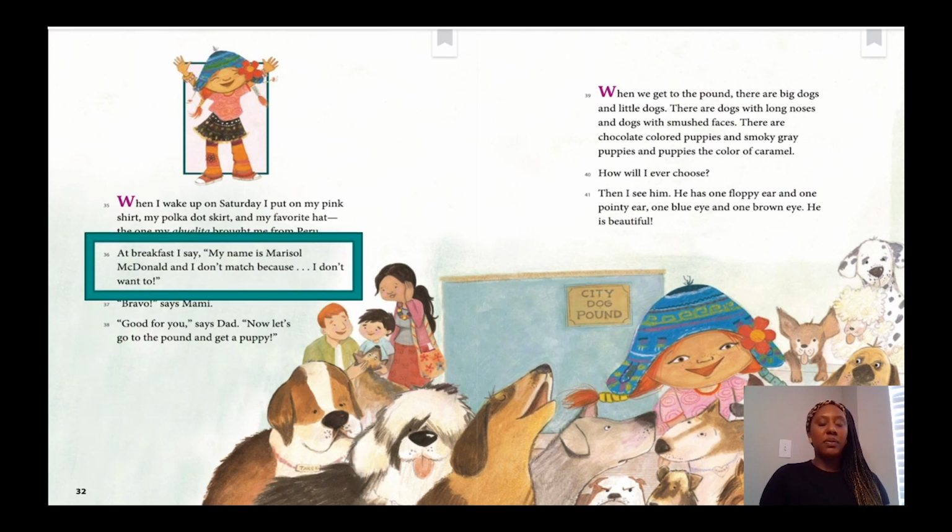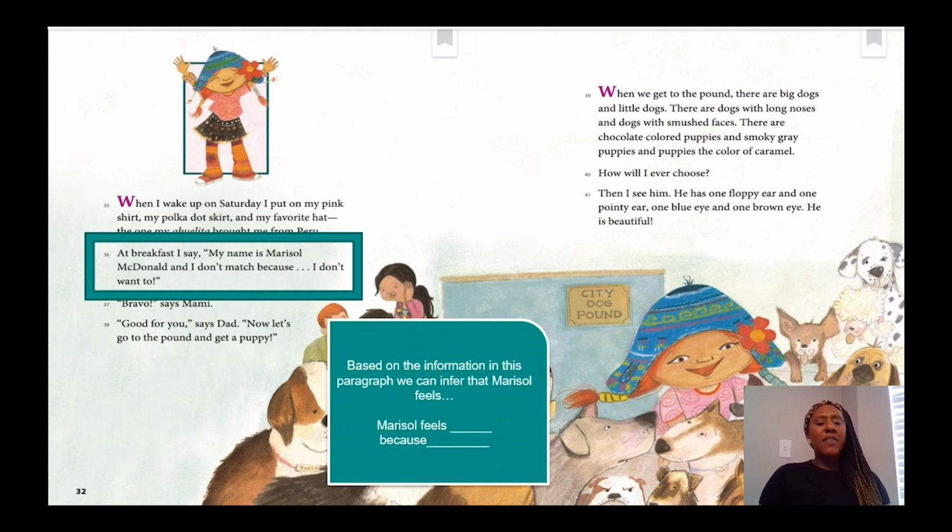I want you to focus in on this portion of the text. At breakfast, I say my name is Marisol McDonald and I don't match because I don't want to. Based on the information in this paragraph, we can infer that Marisol feels what? Marisol feels blank because how is Marisol feeling at this point and why is she feeling like that?